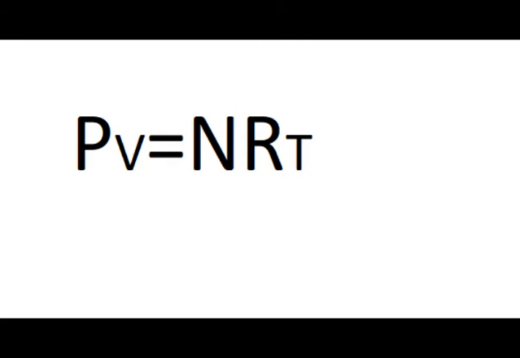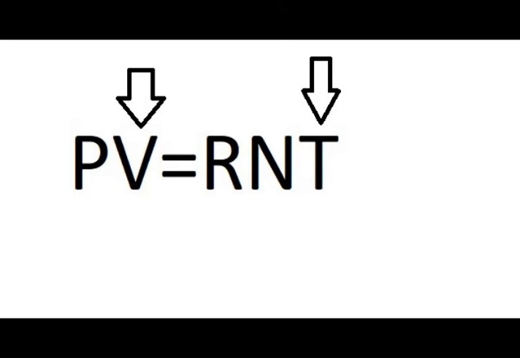This shows that the ideal gas equation is correct, since the volume and temperature variables are on opposite sides of the equation. This happens because the volume and the temperature are the only things that are changing. The pressure remains constant, along with the R value and the number of particles inside the balloon.